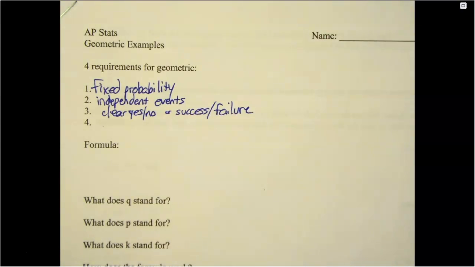What was the 4th one in binomial, though? A fixed number of tries. Like we knew exactly how many times we're going to do it. We're going to shoot 5 free throws. We're going to roll 10 dice. We're going to count 5 days and see how many times Maui shows up. Whatever it was.